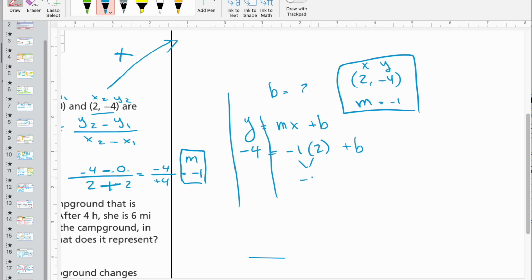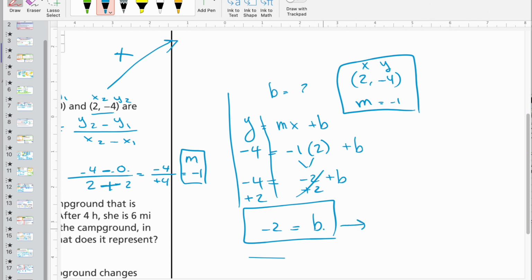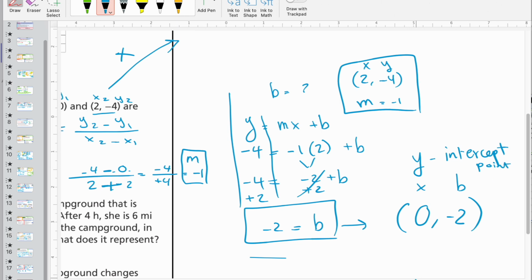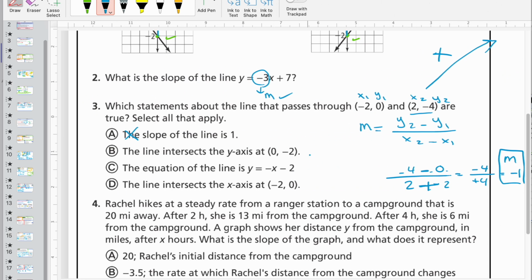2 times negative 1 is negative 2. Now solve, add 2 on both sides. B equals negative 2. So my y-intercept is negative 2. Then my line is crossing at point 0, negative 2. This is the y-intercept, point 0, negative 2. So yes, correct. This is correct.